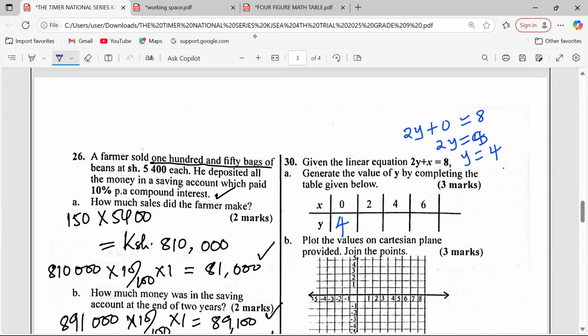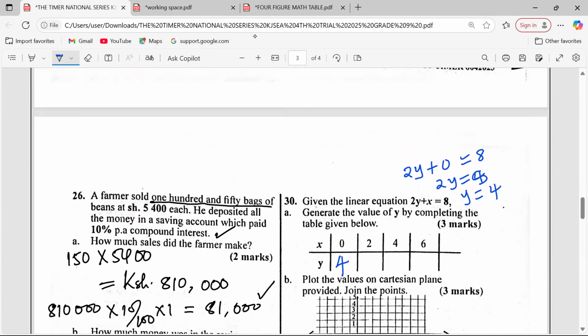We again go to the next, when x is 2. So we write again this equation: 2y plus the value of x, which is 2, giving us 8. So 2y equals 8 minus 2, 6. y equals 3.